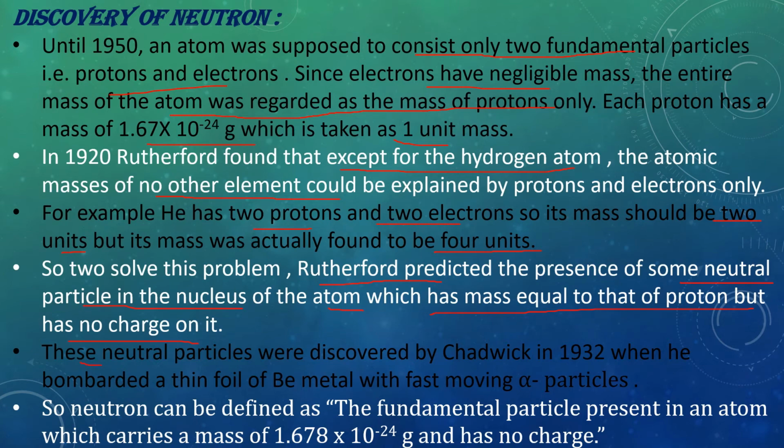Now these neutral particles were discovered by Chadwick in 1932 when he bombarded a thin foil of beryllium metal with fast moving alpha particles. So neutron can be defined as the fundamental particle present in an atom which carries a mass of 1.678 into 10 raised to power minus 24 gram and has no charge. So its mass is equal to that of proton, that is 1.67 into 10 raised to power minus 24, and there is no charge on it, and its position is inside the nucleus along with proton.